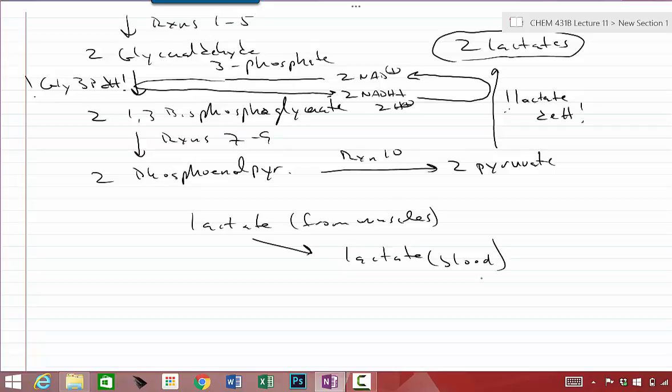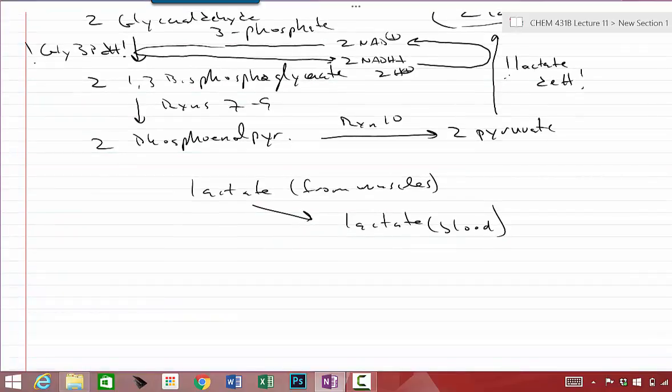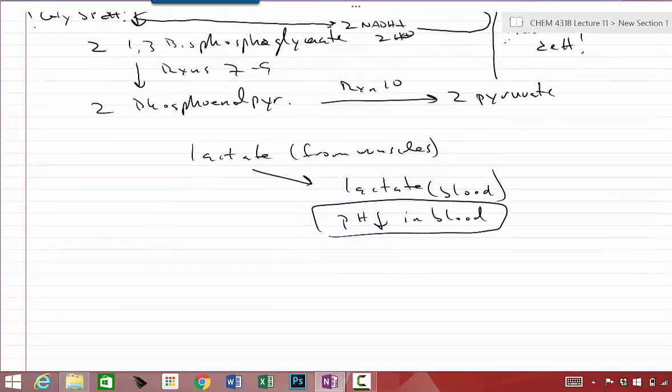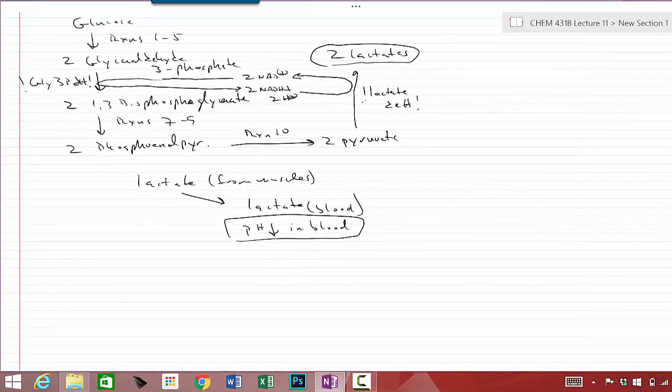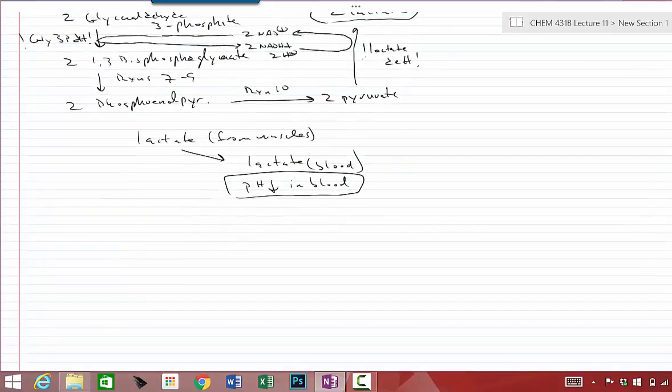Okay. And this causes the pH of the blood to go down, because lactic acid actually is an acid. Okay, pH decreases in blood. And I don't know if you guys went over this in Chem 431A, but does anybody remember what a lowering of the pH does to hemoglobin? What does that do to hemoglobin?